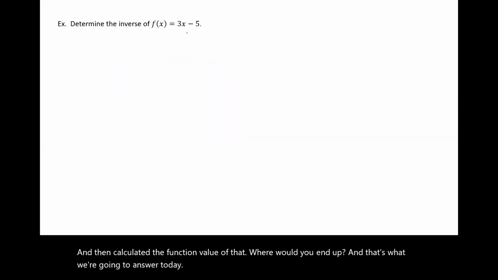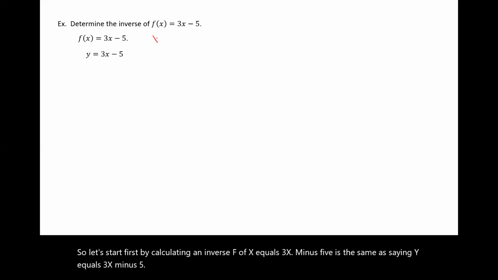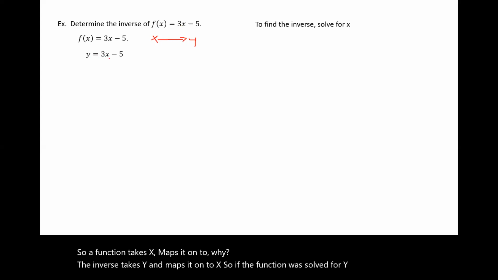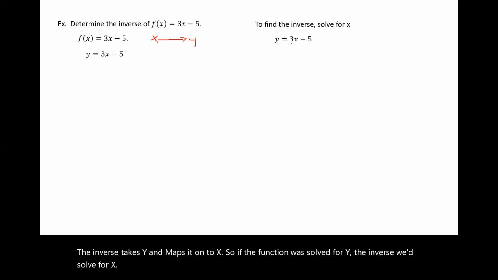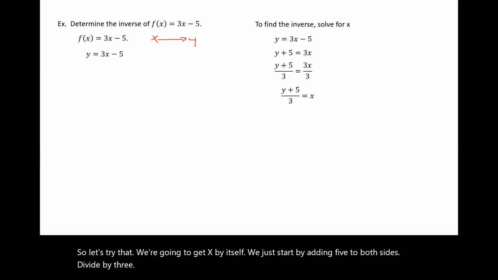So let's start first by calculating an inverse. f of x equals 3x minus 5 is the same as saying y equals 3x minus 5. A function takes x and maps it onto y. The inverse takes y and maps it onto x. So if the function was solved for y, for the inverse we'd solve for x. Let's try that. We're going to get x by itself. We'd start by adding 5 to both sides, divide by 3, and there's our inverse.